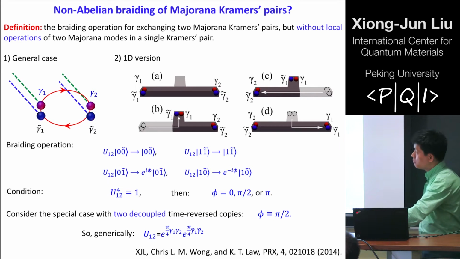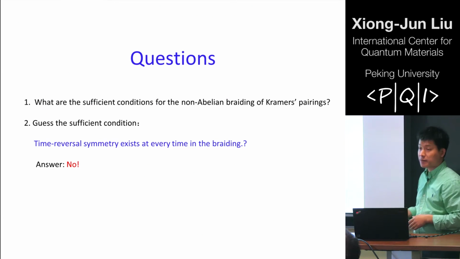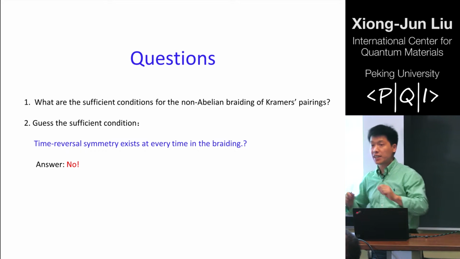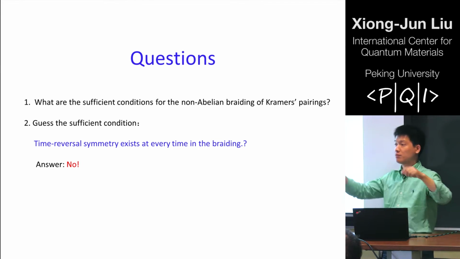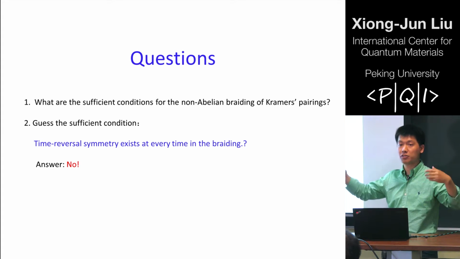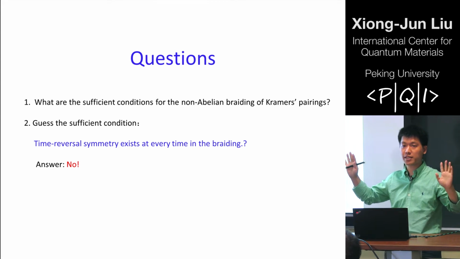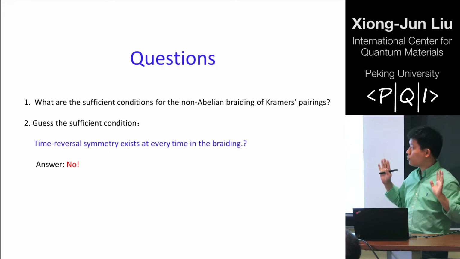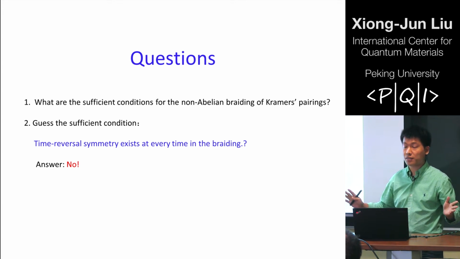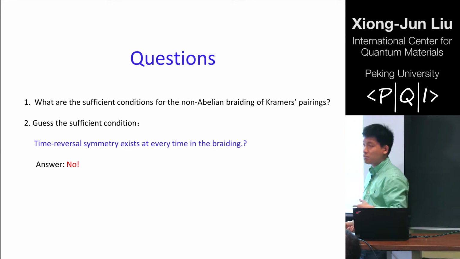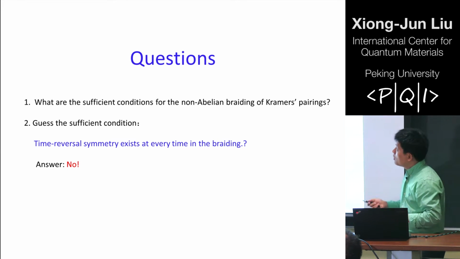Okay. But remember, this is a definition. The key definition that you only do the braiding for the 2 Kramers spaces. You don't have local rotations. You don't have local operations. This is the key thing. Of course, once you do this definition, this is the right definition. It's mathematically true. It's fine. But now we should worry about the physical results.